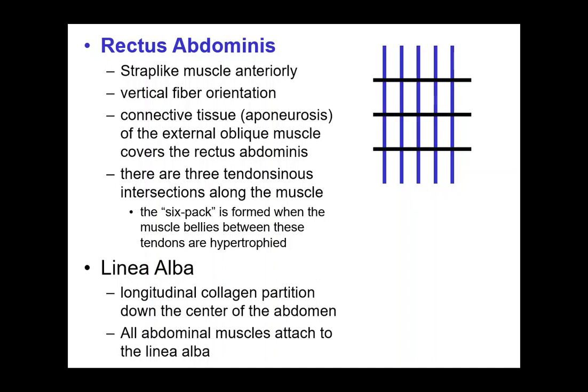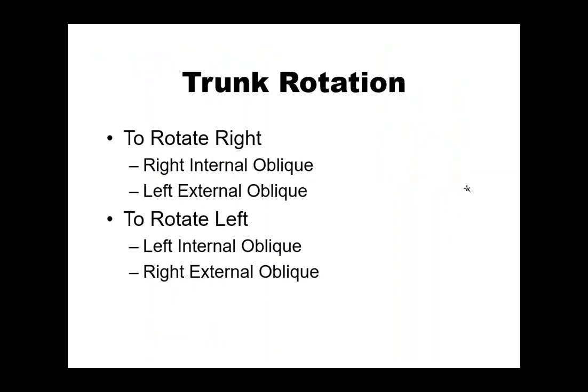All right, so trunk rotation, something to remember. To rotate to the right, it takes your right internal oblique, right? Because remember, I, ipsilateral, so the right internal goes to the right, I, and your left external. To rotate to the left, it takes your left internal and your right external.